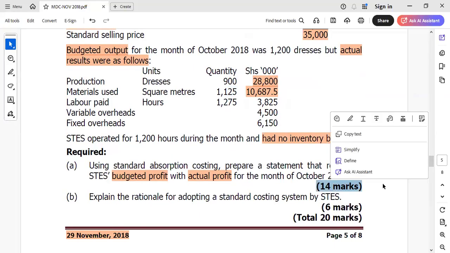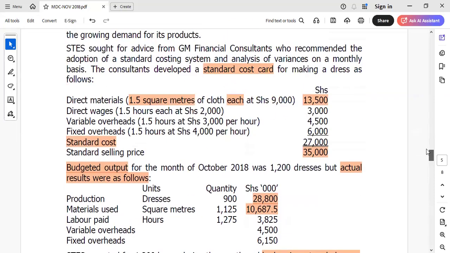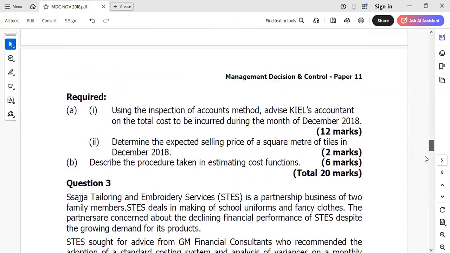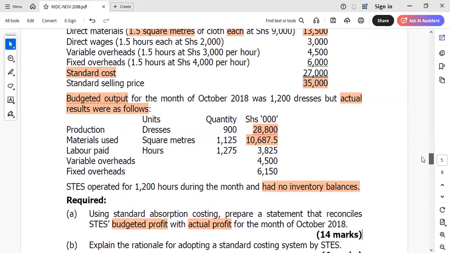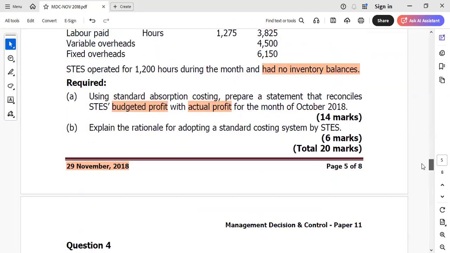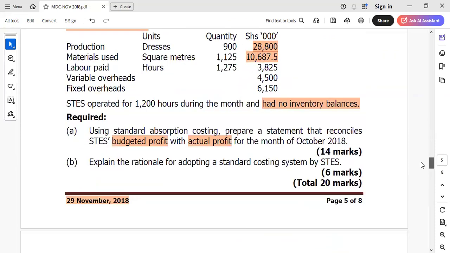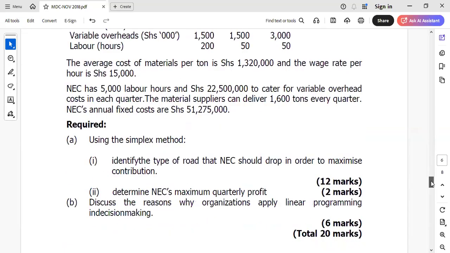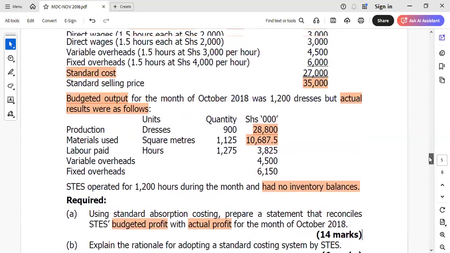14 marks. MDC questions, don't think that they will always be direct. These MDC questions require time. You need to be very fast. You meet this one, you meet a budget question, you meet a simplex method question. You need to be very, very fast as you answer these MDC questions.